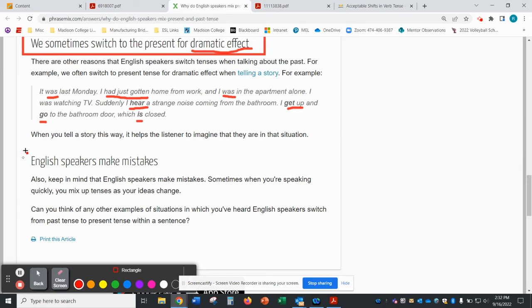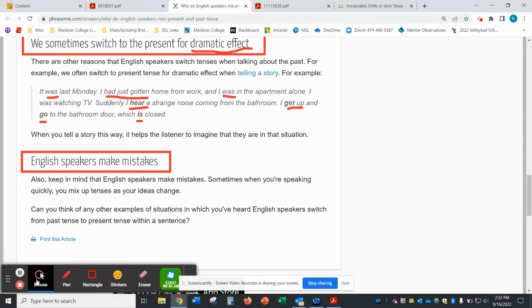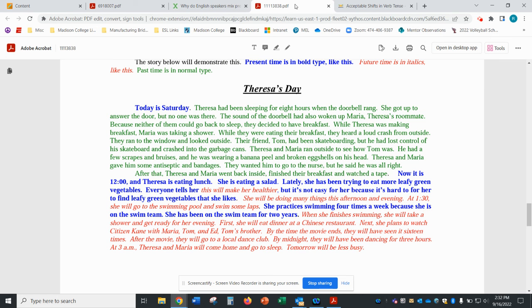And then sometimes, not just English speakers, native speakers of all languages make mistakes. And so sometimes you'll hear mixed tenses in speaking, you'll see it in writing because people make mistakes and not everyone uses their language perfectly. So, one of the reasons English speakers mix their tenses is to add dramatic effect for storytelling.